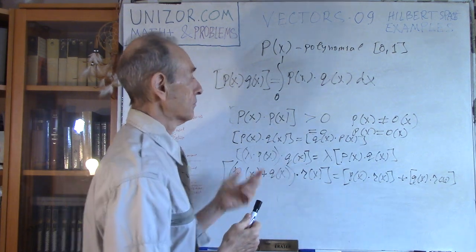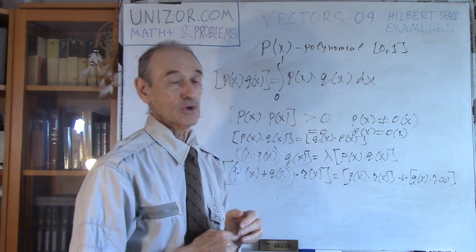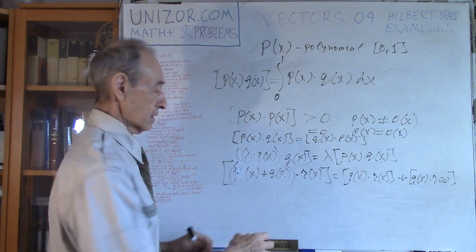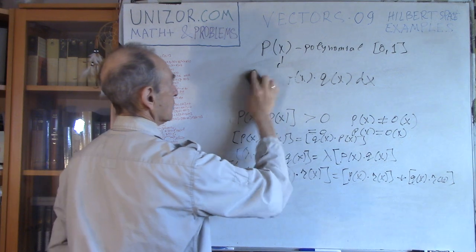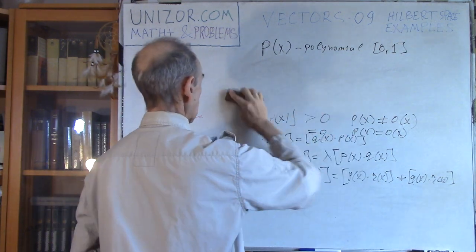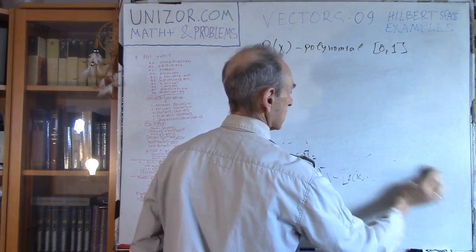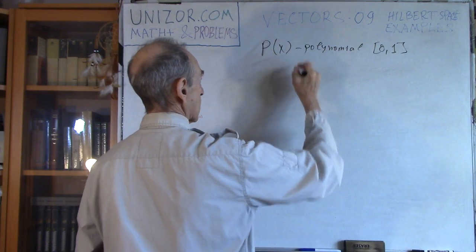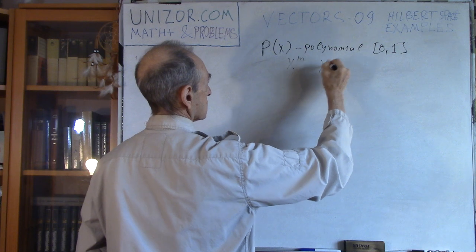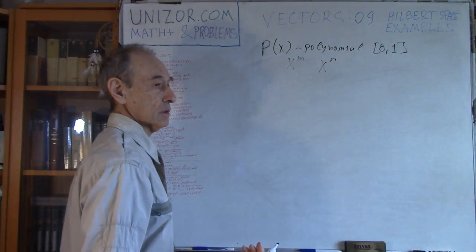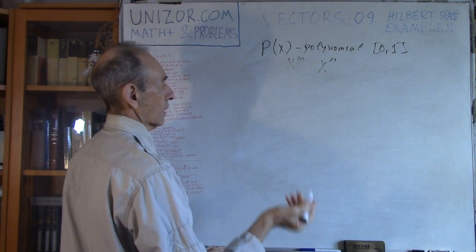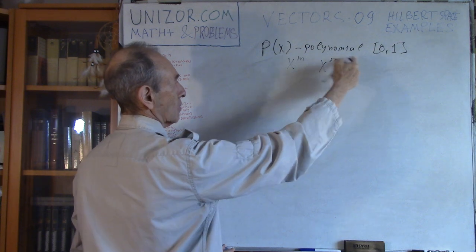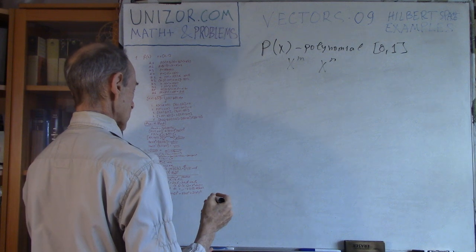For example, the inequality of Cauchy-Schwarz-Bunyakovsky, right? So right now I will demonstrate this inequality of Cauchy-Schwarz-Bunyakovsky in this particular case, when I have a set of polynomials as an example of a pre-Hilbert space. So as an example, let's just take two polynomials, x to the power of m and x to the power of n, and I will use the Cauchy-Schwarz-Bunyakovsky inequality for these two polynomials, which are members of this pre-Hilbert space, right?